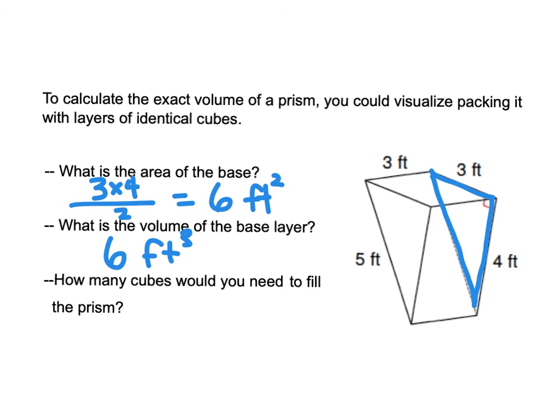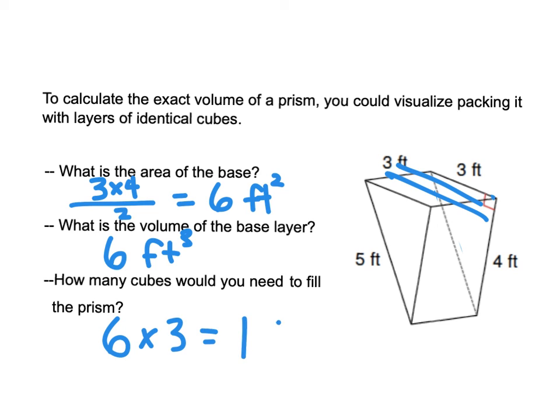And then I'm looking at how many slices I have. So if I look at this image, I can see that I would have 3 slices of 6. So 6 times 3, you should have gotten 18 cubic feet.